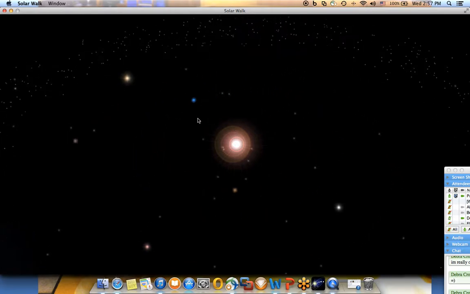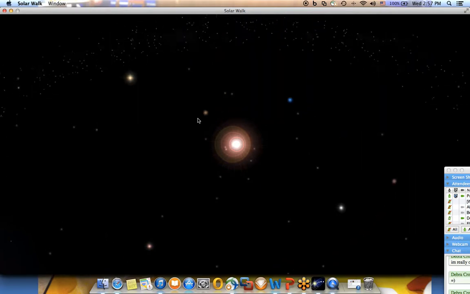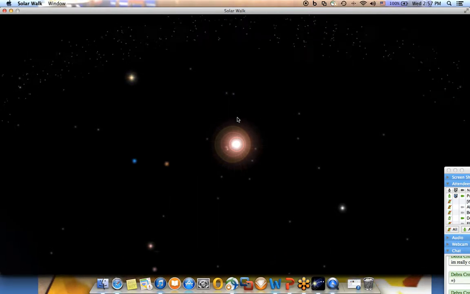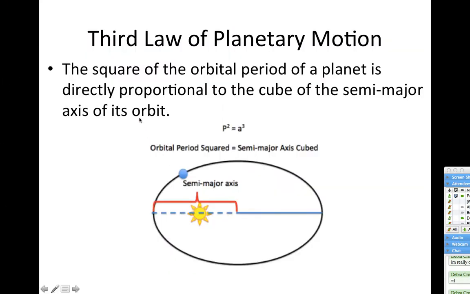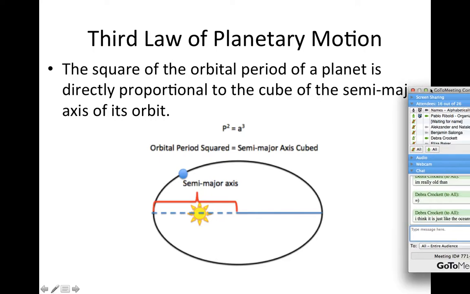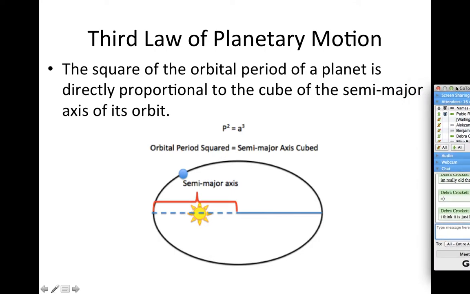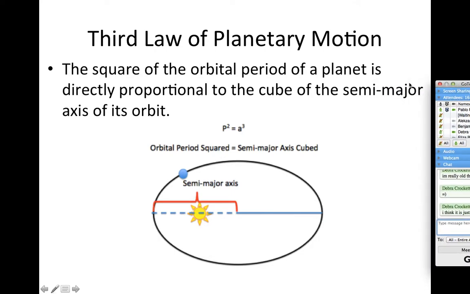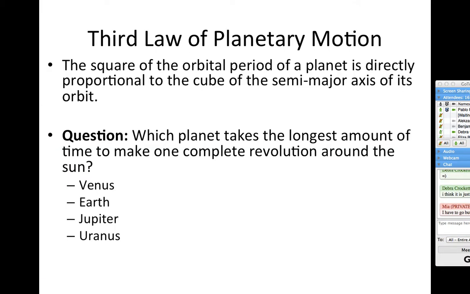As you can see, Venus rotates a lot faster than the Earth, a lot faster than Mars, and so on. And that is all following the third law of planetary motion. So, very, very important discoveries that Kepler did to explain really how the planets move. All right, let's see.